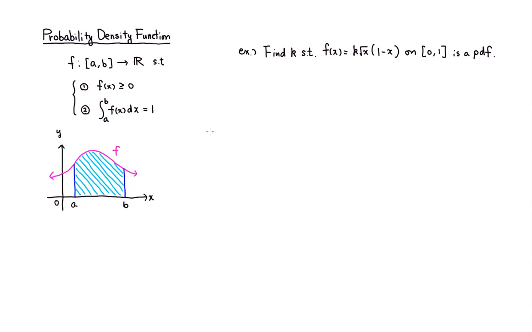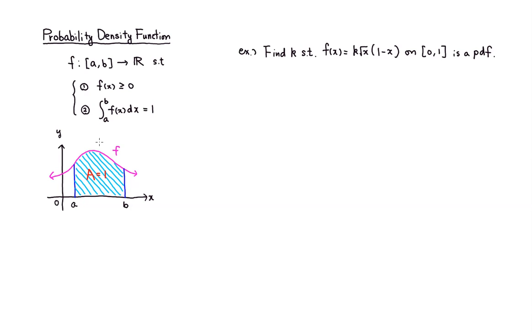If you look at the picture, it has to be non-negative, which means that the graph has to be above the x-axis, or it could hit the x-axis. And then the area under the curve over the entire interval from A to B has to be equal to 1. So the area here has to always be equal to 1. Those are the only two conditions the probability density function has to satisfy.